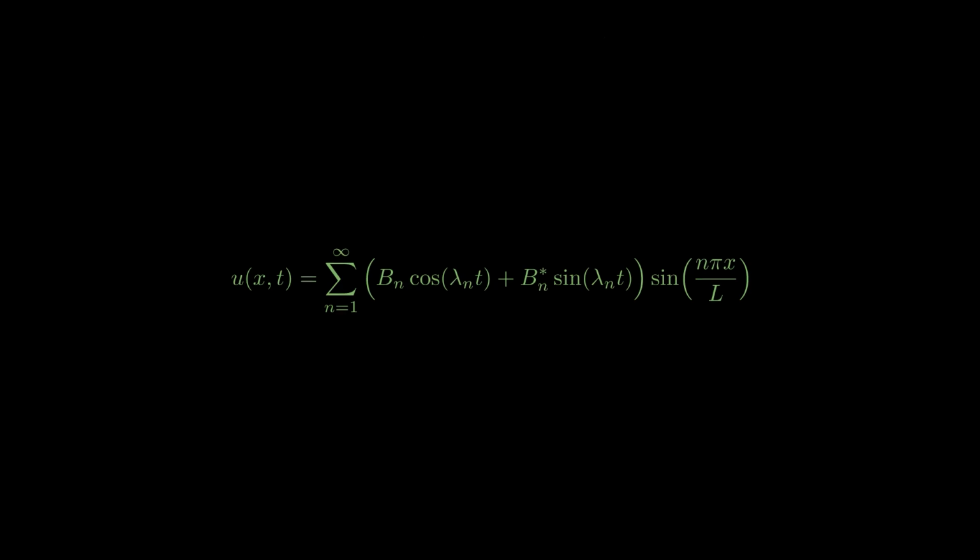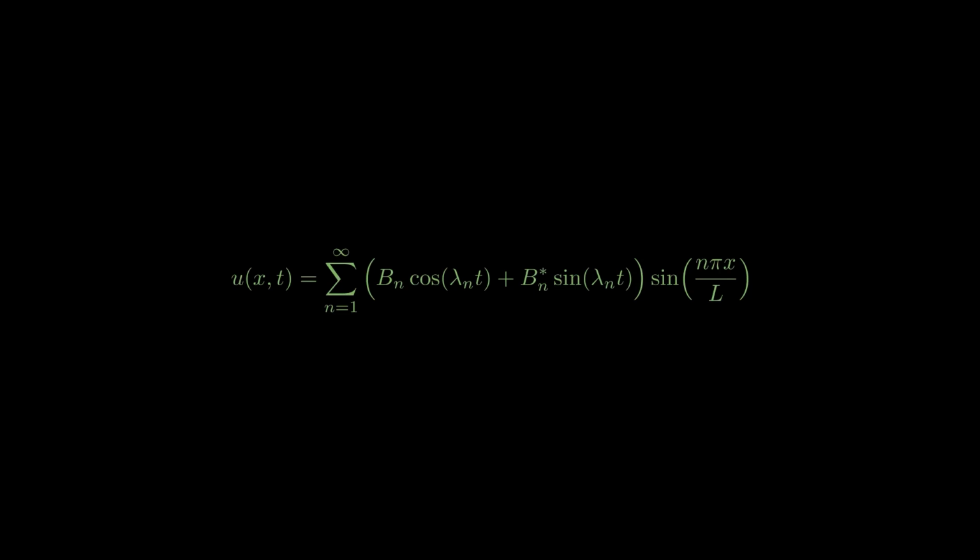So basically, the solution to this PDE equals the sum from n equals 1 to infinity of bn times cosine of lambda n times t, plus bn star times sine of lambda n times t, all of that times sine of n pi x divided by L. This whole equation tells us how the string will oscillate, meaning the displacement of any point on the string, how it will vibrate and move up and down, depending on where it is located along the length of the string, and also at what time.